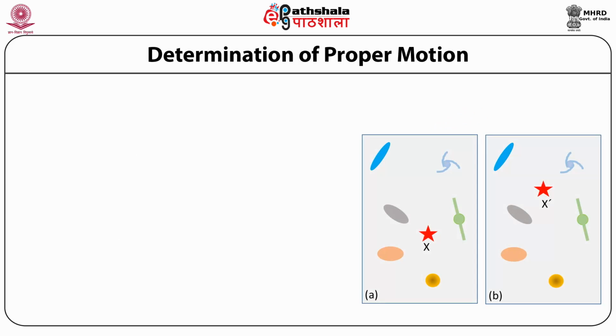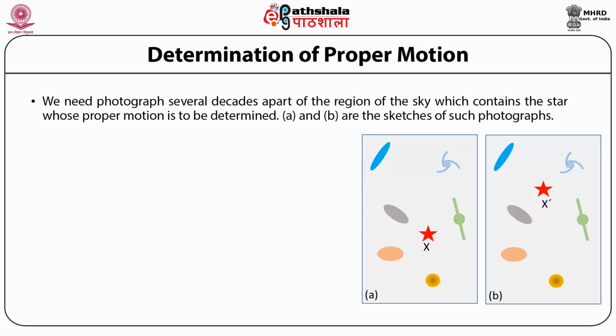The rate of change in the position of a star is very slow. It is not appreciable in 1 year or even in a decade. If a photograph of a small region of sky is taken for an interval of 10 years, some stars are seen to have moved slightly against the background objects, which do not change their positions. We need photographs several decades apart of the region of the sky which contains the star whose proper motion is to be determined. A and B are the sketches of such photographs.